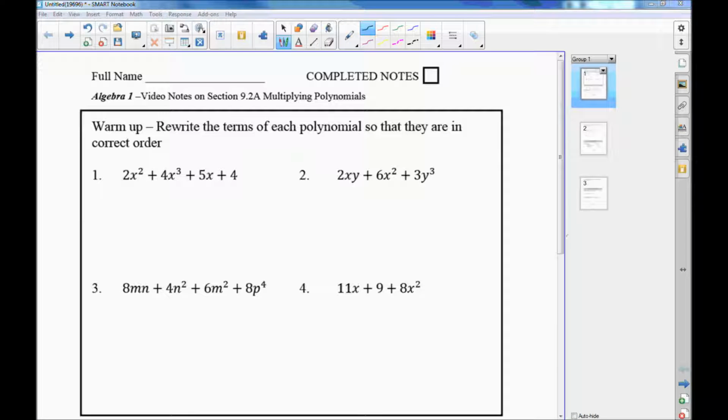Today we are covering section 9.2, part A, so we're splitting this over 2 days. Okay, and today we're going to cover multiplying polynomials, but not everything about multiplying polynomials.